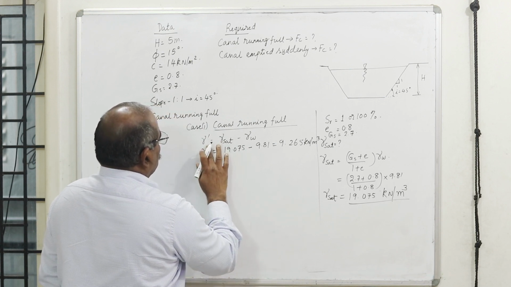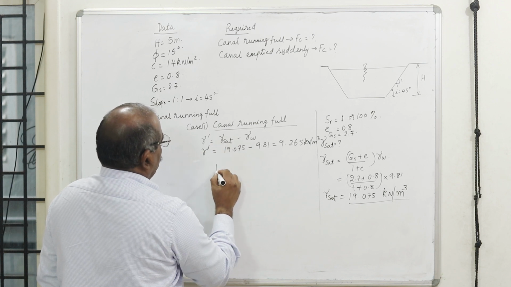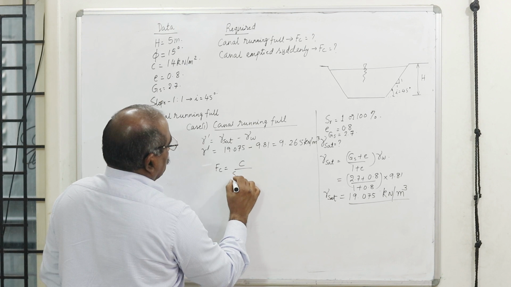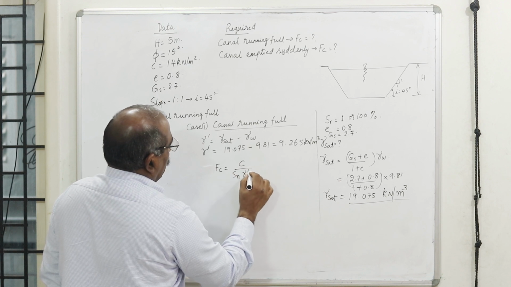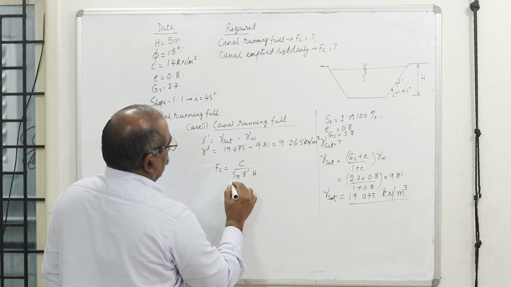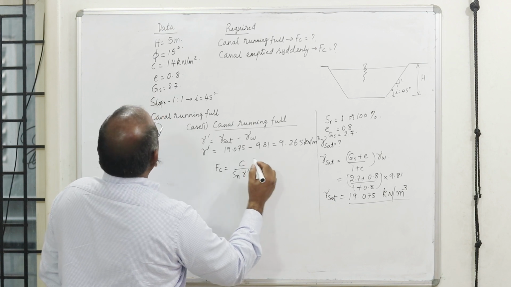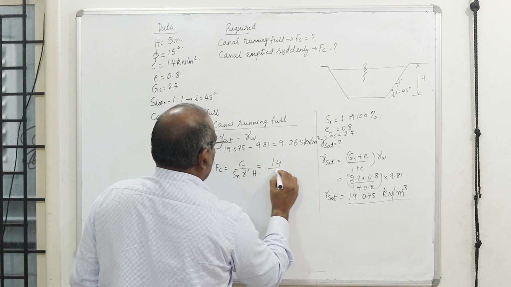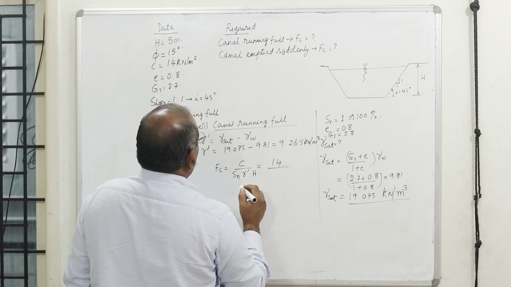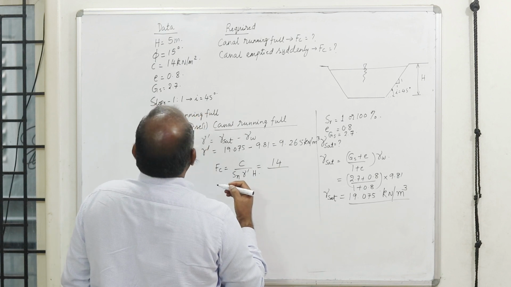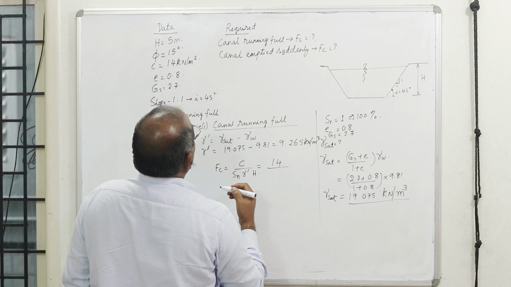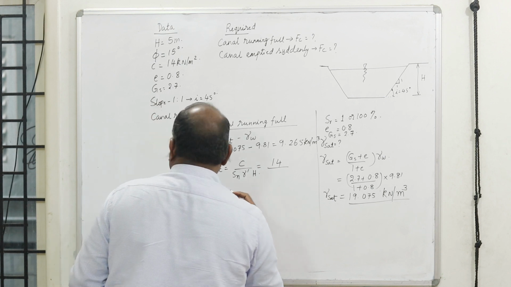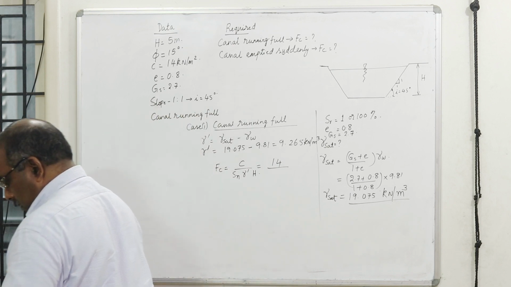Now I need to find out my factor of safety. Factor of safety with respect to cohesion is equal to C by Sn gamma dash into H. You need to be very careful. Now what is my value of C? C is 14 kilonewton per meter square divided by Sn. Now I don't know my value of Sn. How to get my value of Sn? Now what I need to do is refer to the chart. So let me refer to the chart.